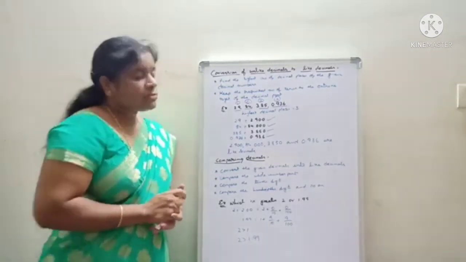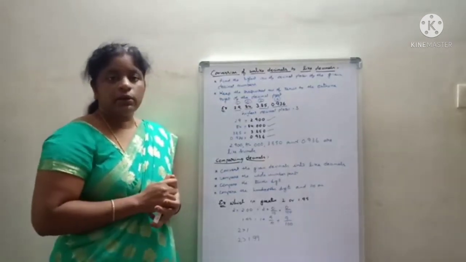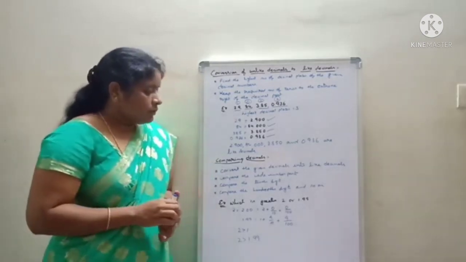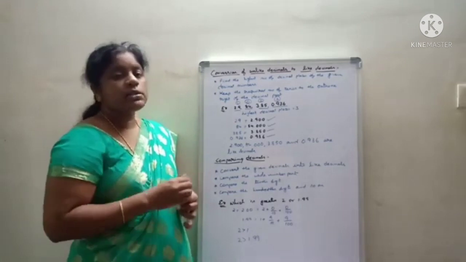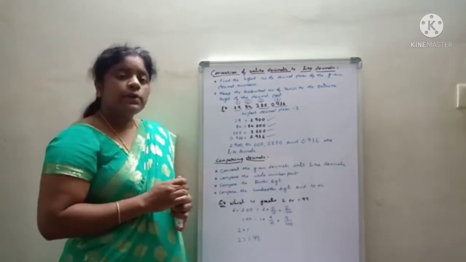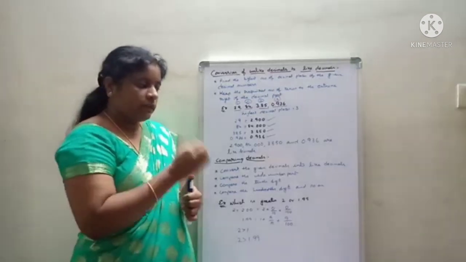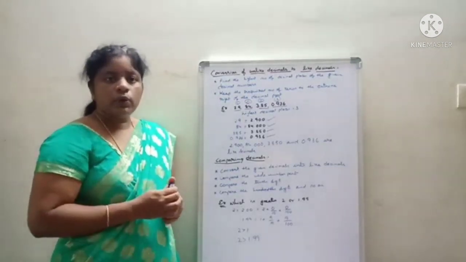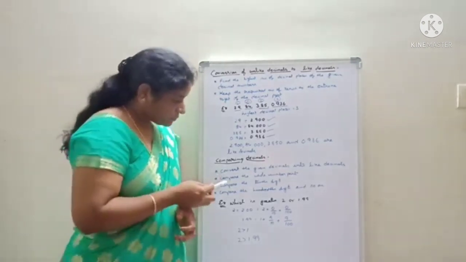Okay, next, comparing decimals. Comparison means which one is smaller, which one is greater, or whether they are equal or not. First, you have to check whether the given decimals are like decimals or unlike decimals. Suppose they are like decimals, you just compare them. If the given decimal numbers are unlike decimals, you just convert them into like decimals.